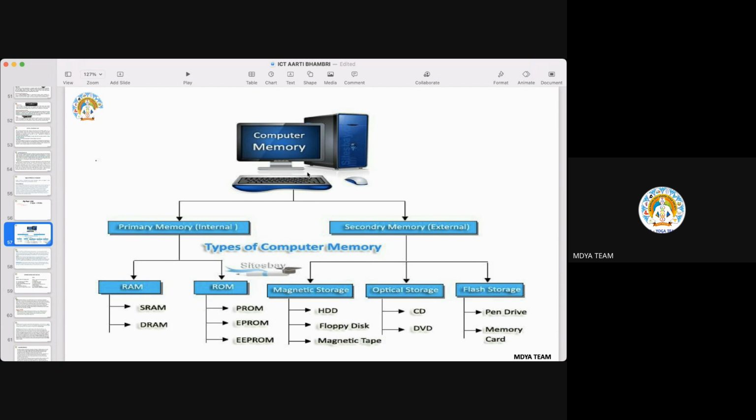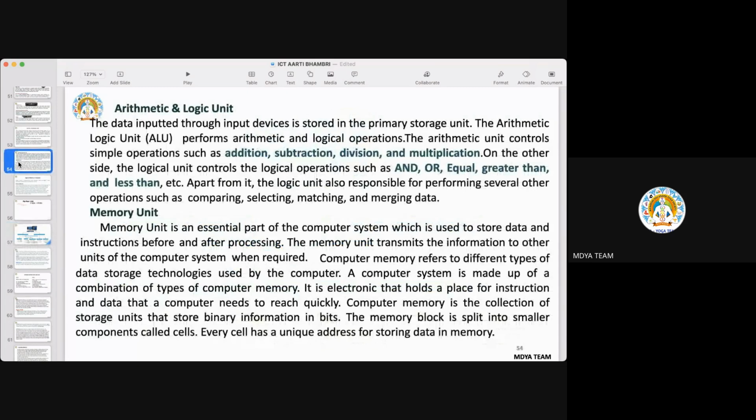And then flash storage, where pen drives and various memory cards can enhance the memory of our system. Through the use of a pen drive, we can put some information into our system, or take out some information in audio form, in video form, in any form. So like that, this is the classification of the memory system.